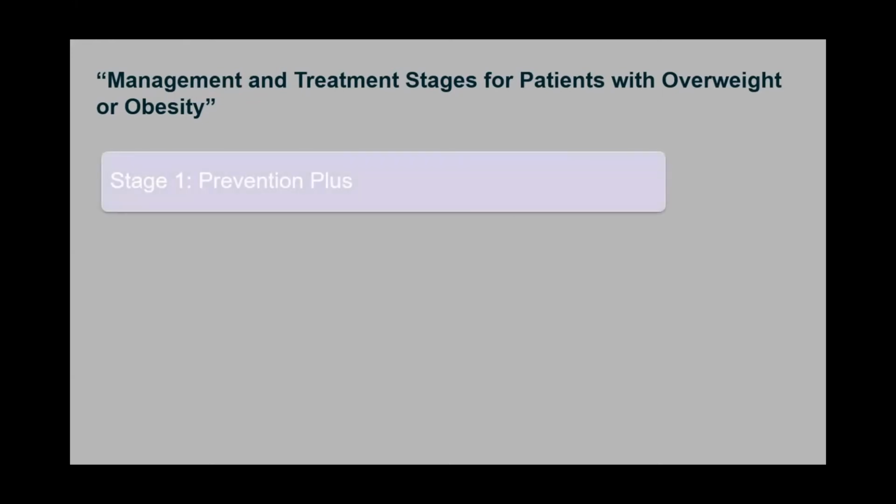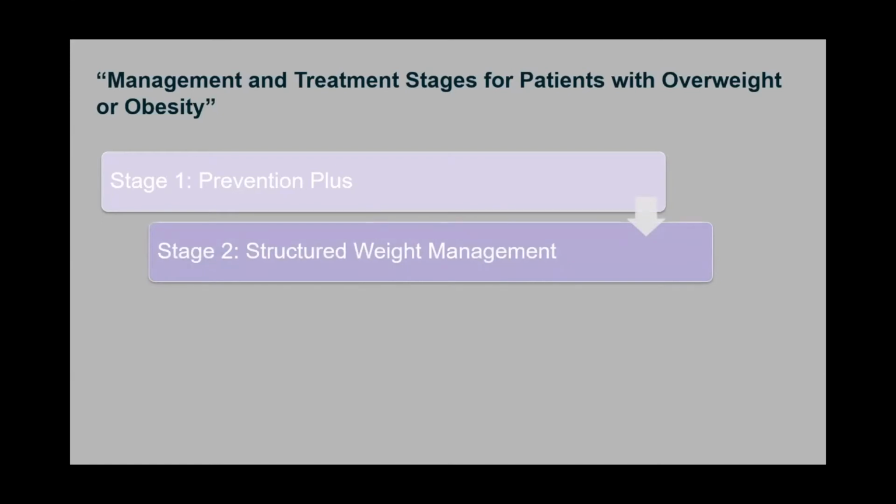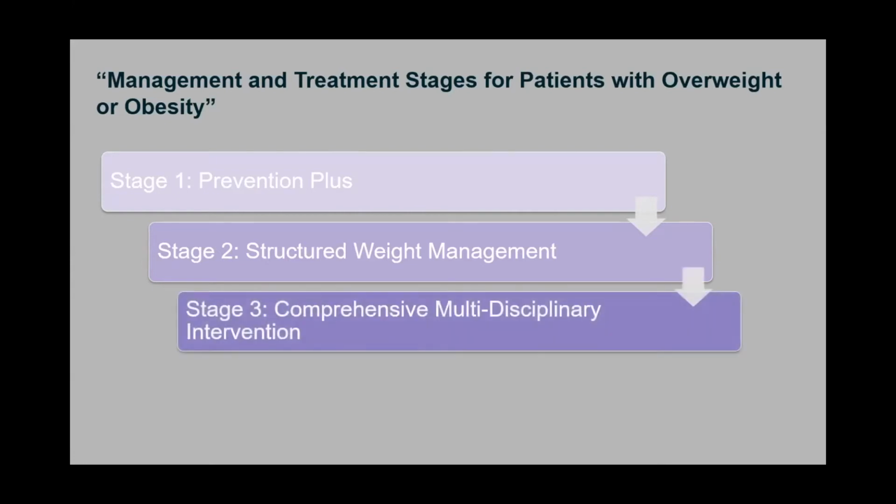The stage 1 of Prevention Plus is very general. Almost all of us have Prevention Plus care, and that is just with a primary care provider with positive encouragement to keep up the healthy behavior. The next stage of treatment, which is a little bit more intense, is with the primary care provider, just with more appropriate training, and it is a bit more structured and a bit more supportive to help ensure this positive behavior change. The next stage is comprehensive multidisciplinary intervention.